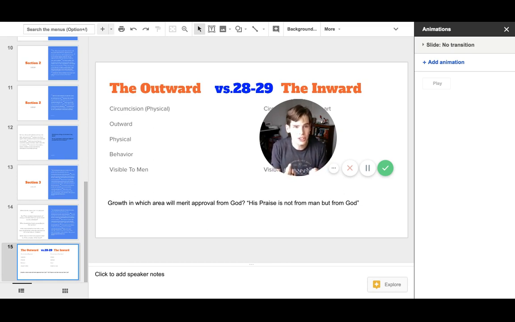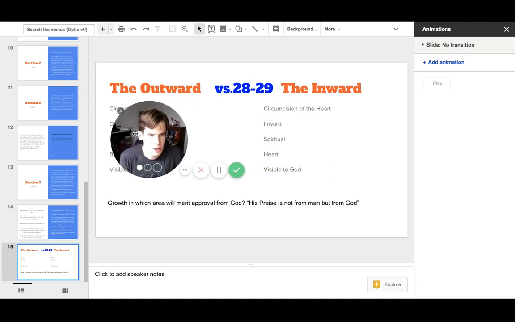And because it's physical and because it's behavior, it's something that's visible to men. And things that are visible to men can become something that we seek approval for. Because if men can see it, if people can see it, then it's something that we could feel good about because we do it or we have it or express it. Paul contrasts this with the inward, that circumcision is a matter of the heart. It's something that's inward, it's spiritual, it's of the heart. And because it's of the heart, it's only visible to God. You can't see in the heart of another person, but God sees the heart.